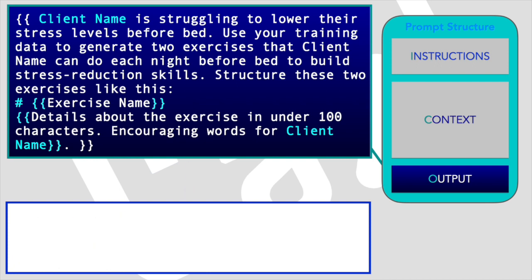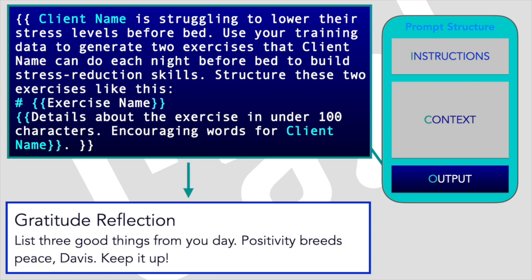Here's the second output. Gratitude reflection. List 3 things from your day. Positivity breeds peace, Davis. Keep it up.